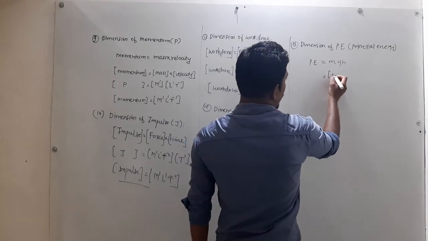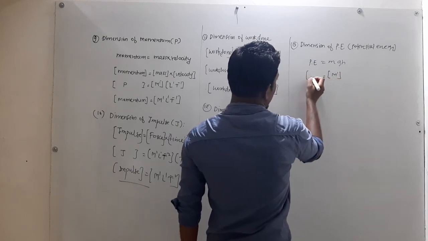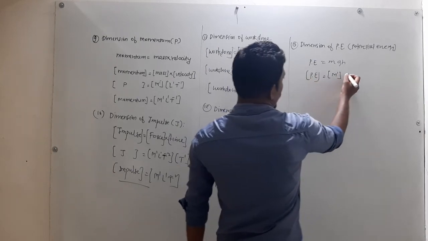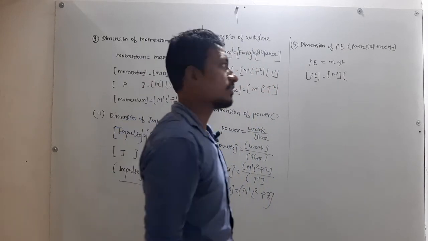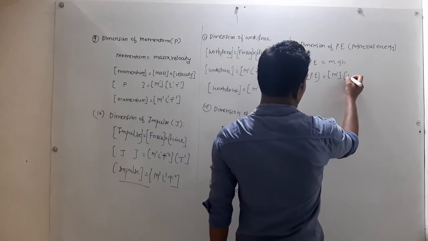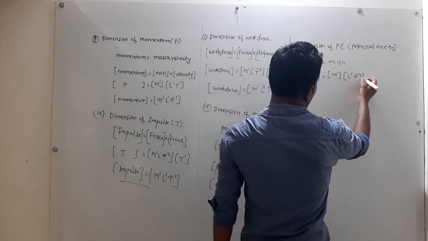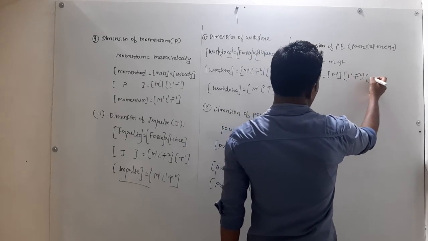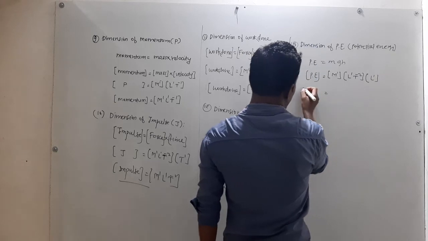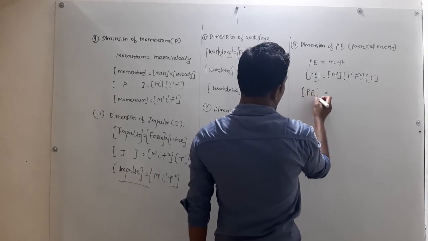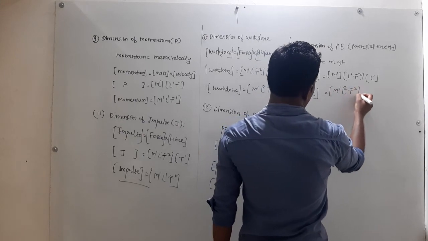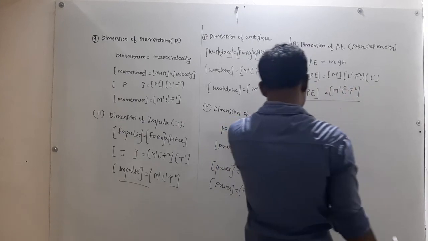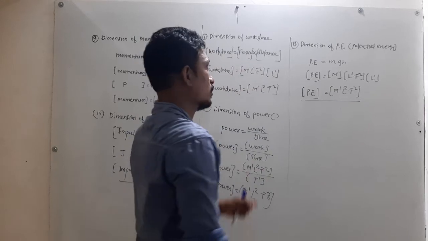That is m raised to 1. What is the g? G means acceleration due to gravity, studied in the 10th standard. Dimension of g is equal to l raised to 1, t raised to minus 2. And dimension of height h is what? L raised to 1. That is, the dimension of potential energy is equal to m raised to 1, l raised to 2, t raised to minus 2, right? This is the dimension of potential energy.